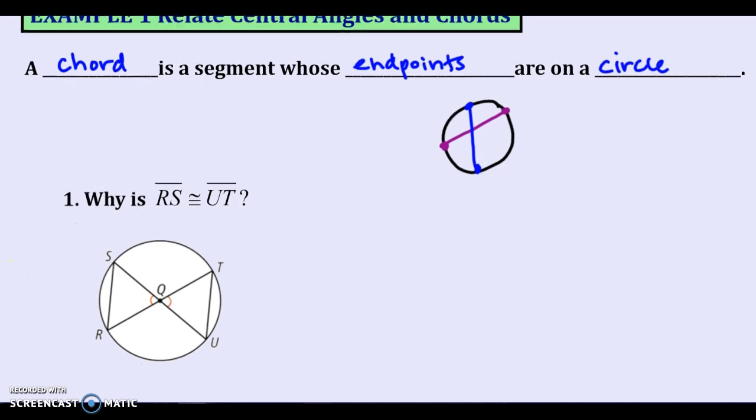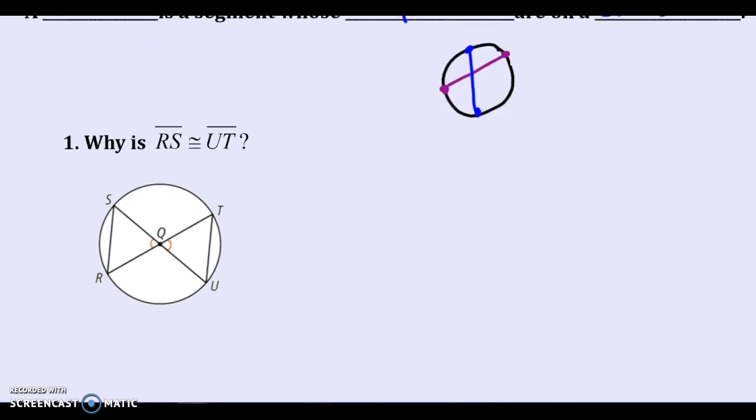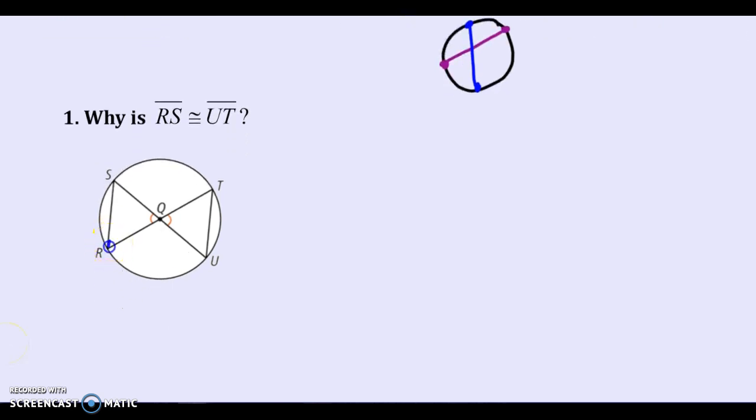So throughout, we're going to do a couple proofs. No, you won't ever have to do these on a test, but I think that it is good to be able to see where certain things come from, and you should see some familiarities with what we did last semester. So first we want to know, why is RS congruent to UT? So why is this chord congruent to this chord?